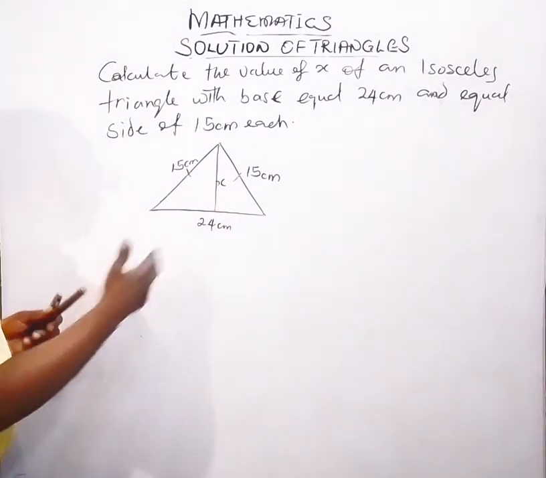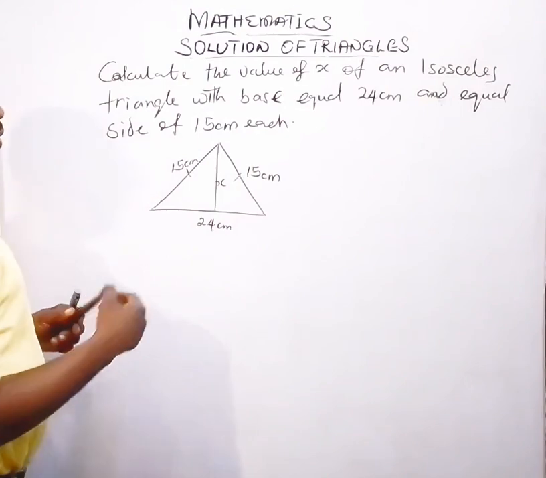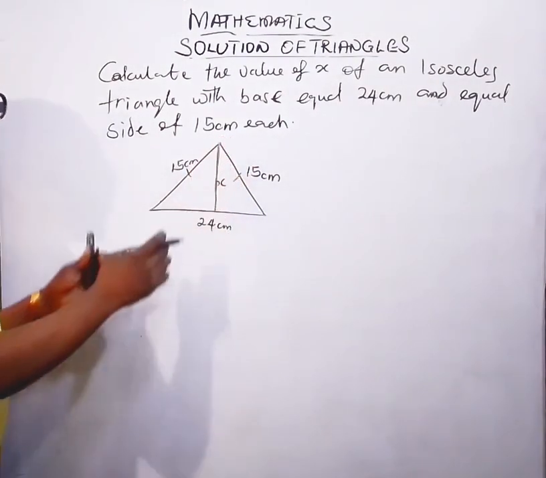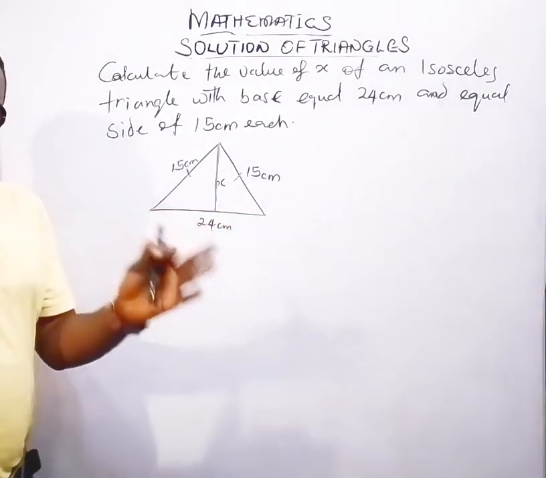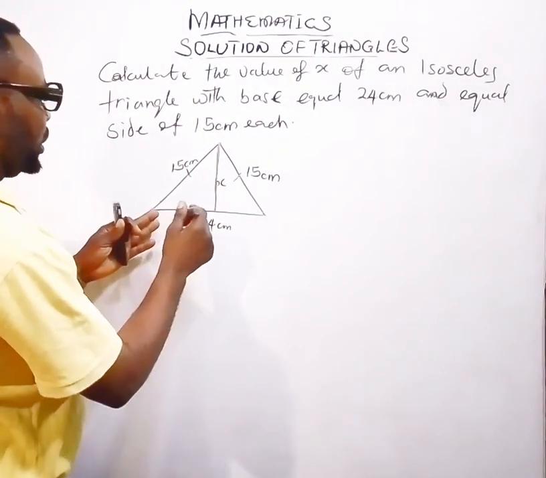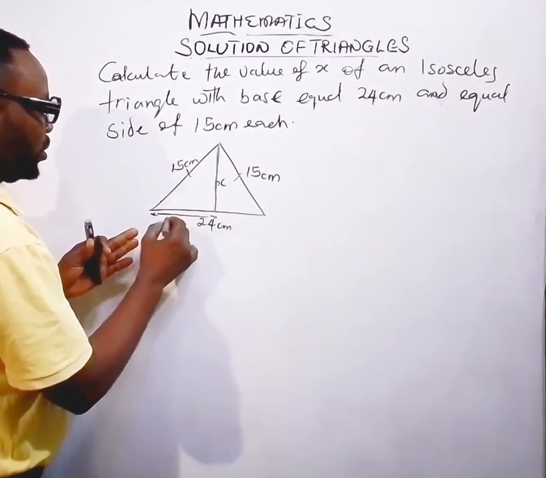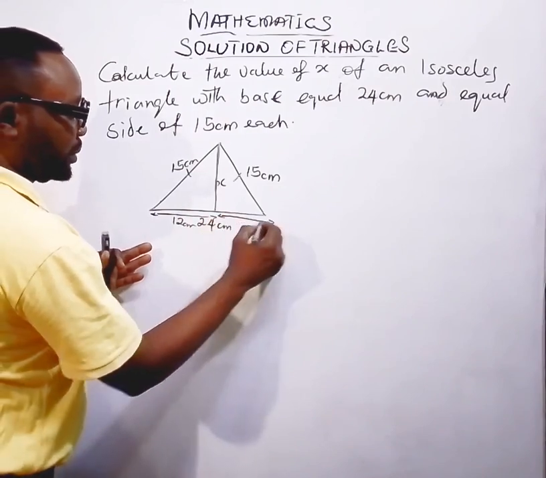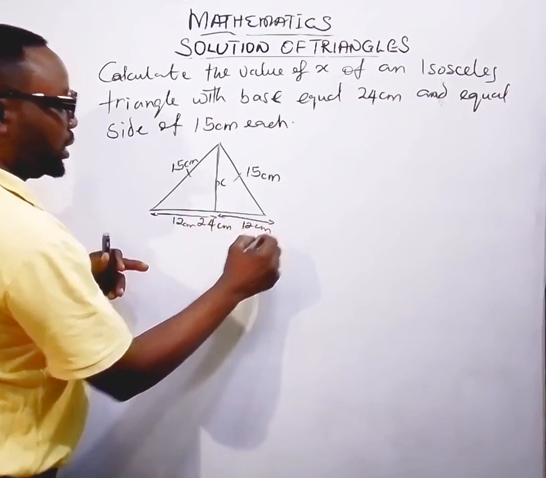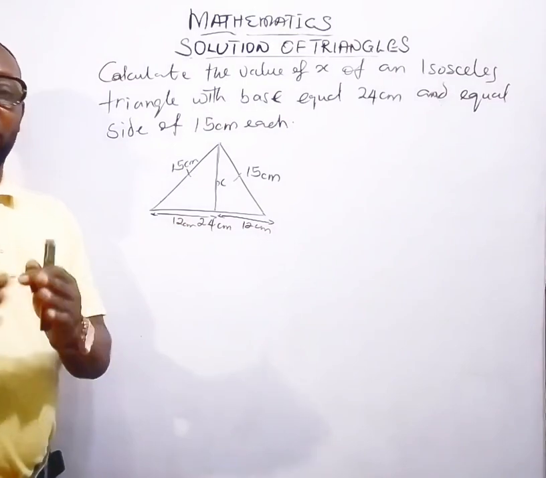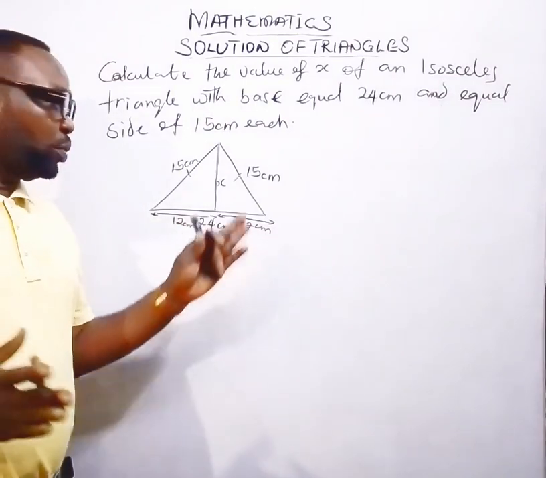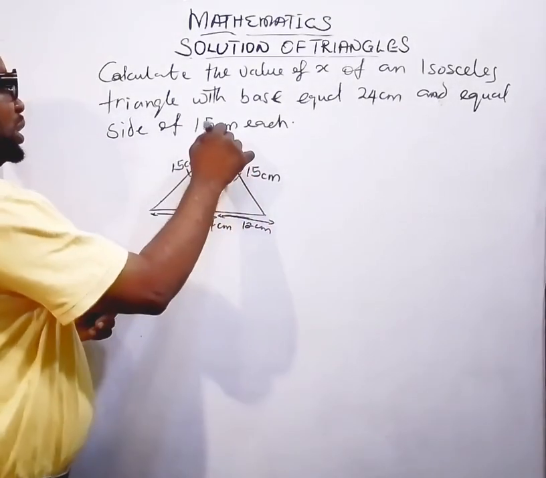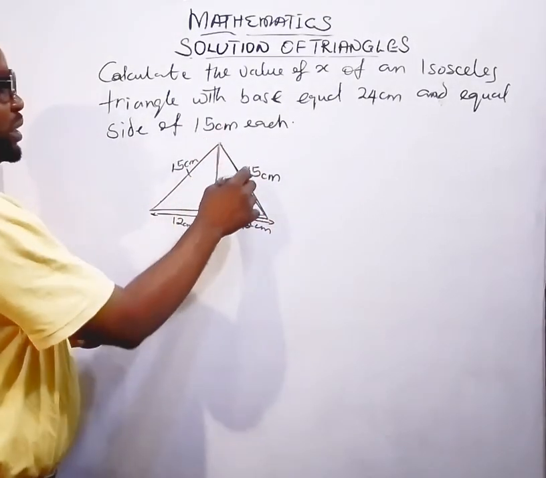To calculate the value of x, you will see that this line divides the triangle into two equal parts. Therefore, this side from here to here will be 12 centimeters, and from this place to the other would be 12 centimeters. Don't forget that 24 centimeters can be divided into two to be 12, 12. Now, if this place is 12 centimeters, this place is known to be 15 centimeters.